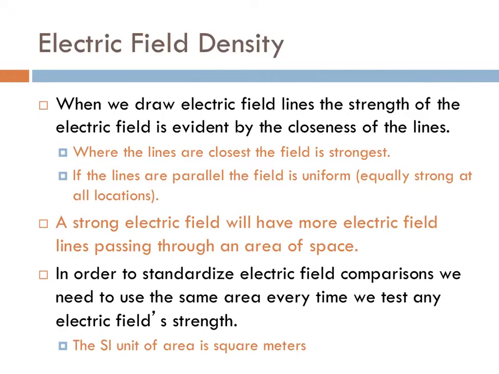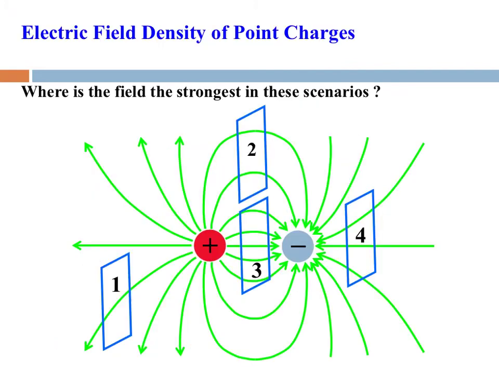In order to standardize electric field comparisons, we need to use the same area every time we test an electric field strength. And the SI unit for area is square meters. So let's look at this example. It says, where is the field the strongest in these scenarios? Well, again, when our electric field lines are closest together, that means that the electric field is the strongest. As they get further and further apart, then our electric field starts getting weaker. So in this example, area 3 shows our highest or strongest electric field.